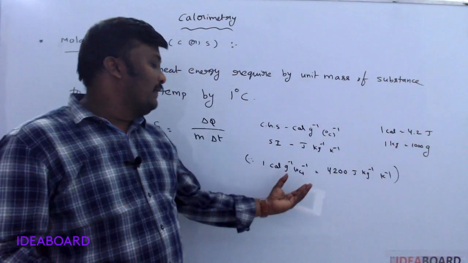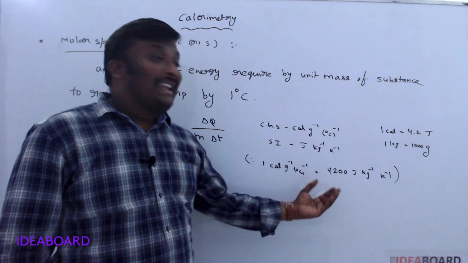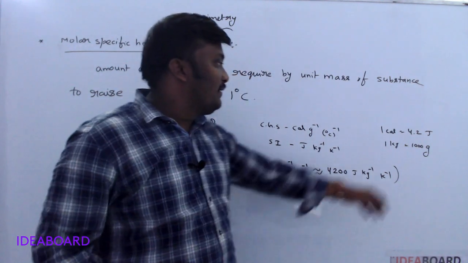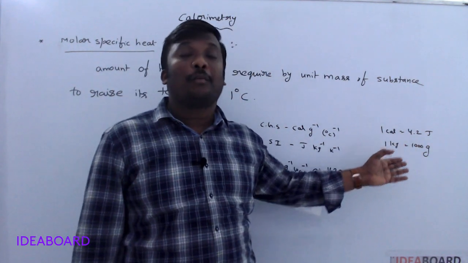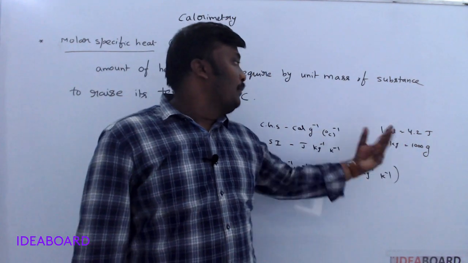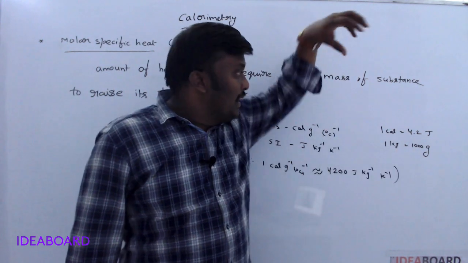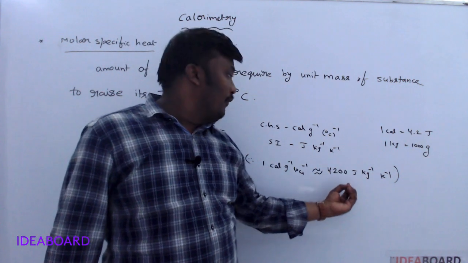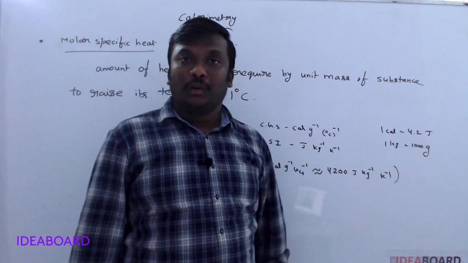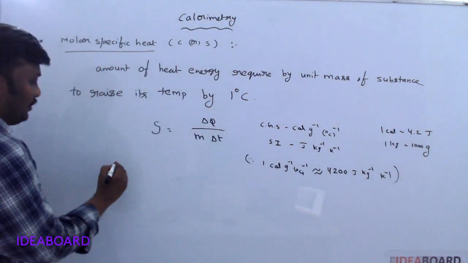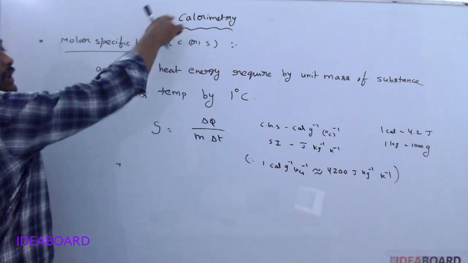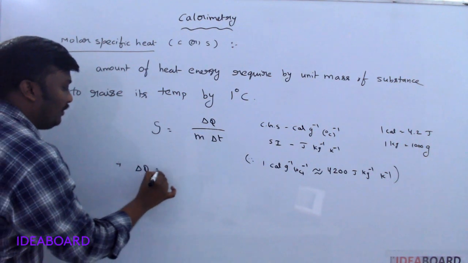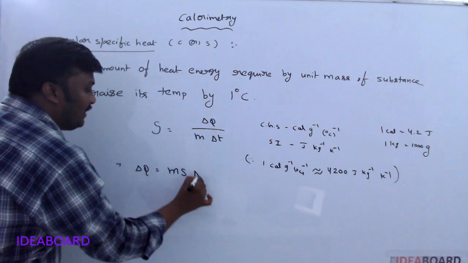The value of 1 calorie gram inverse degree Celsius inverse is how much? Nearly 4200, it's not exact, because for the calorie value sometimes they say 4.186 joules. In some books they say 4.2, there isn't any exact value. That's why the value is also nearer to 4200. Okay. From this relation, for calorimetry, I need delta Q. The delta Q formula is M S delta T.